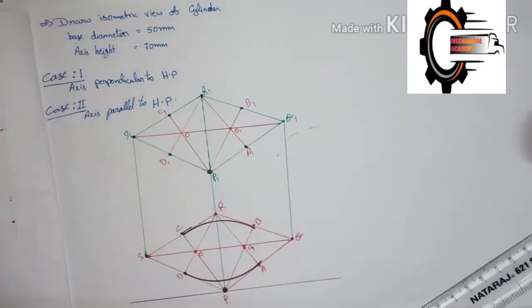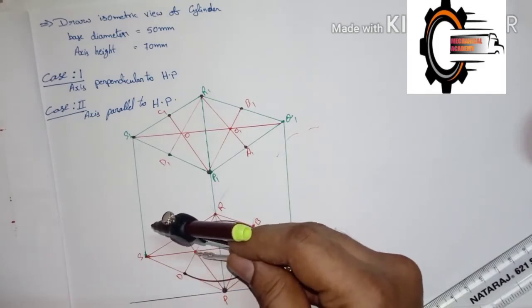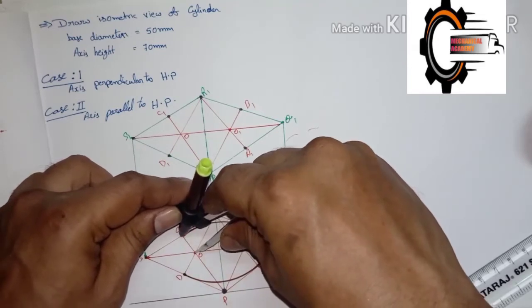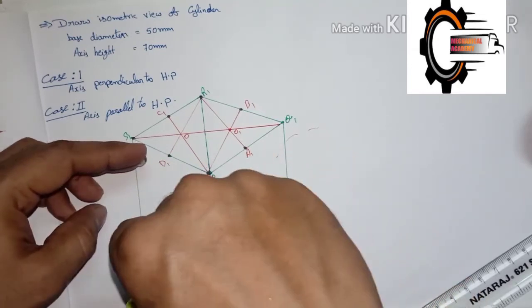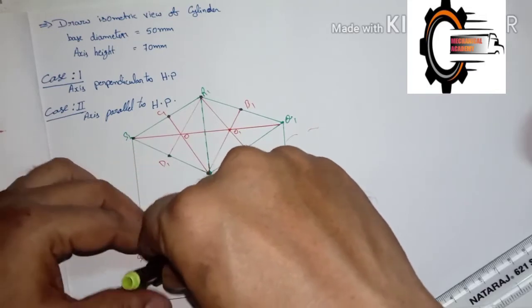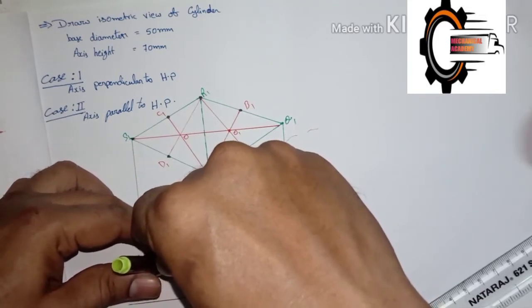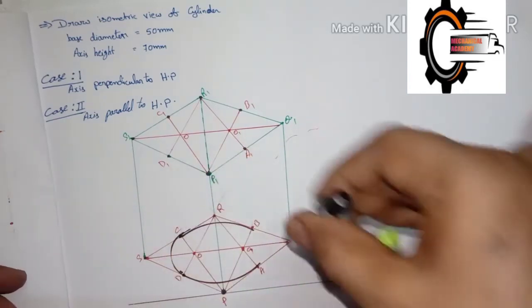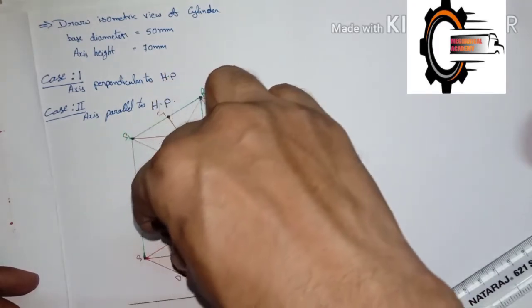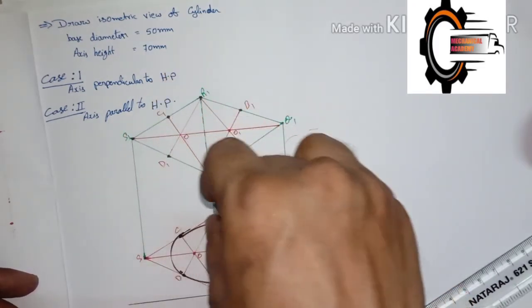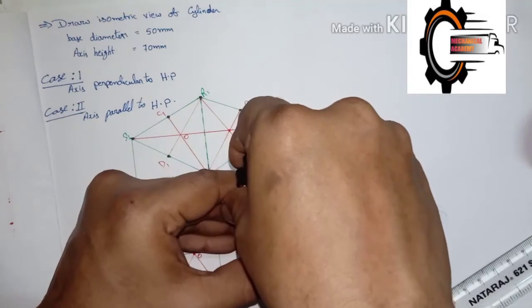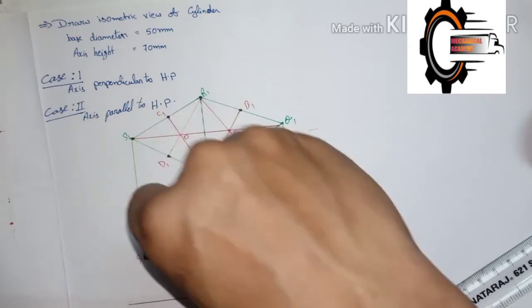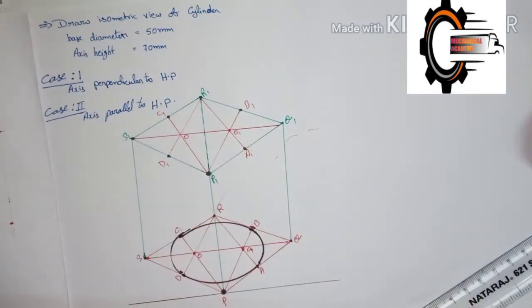Like this. And O as the center and O to C as the radius, draw an arc up to the D. Similarly from O1, draw an arc from A to D. Now the bottom circle is completed.